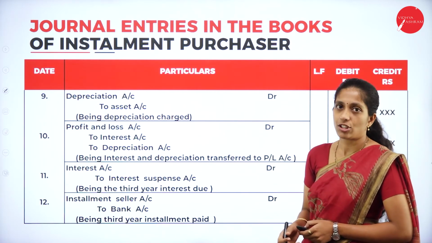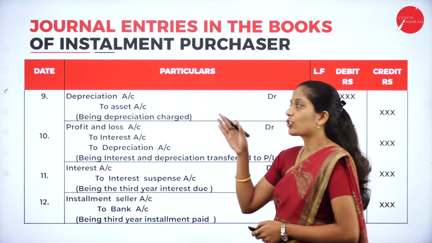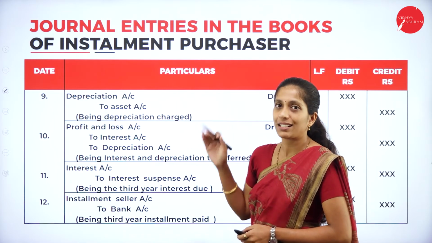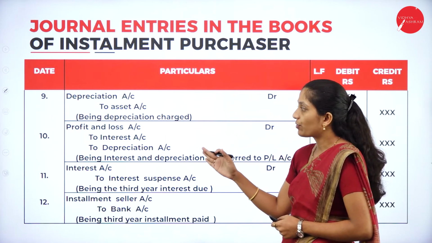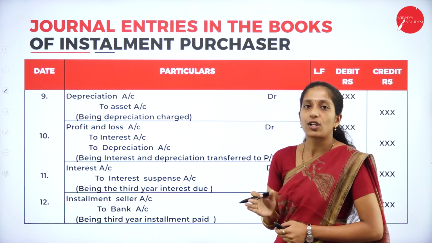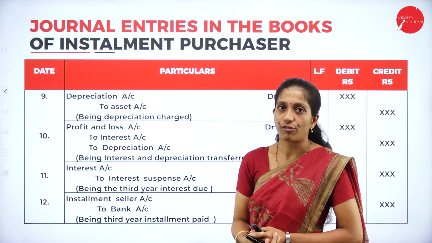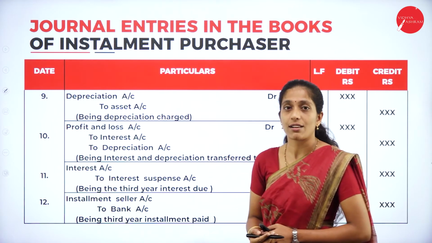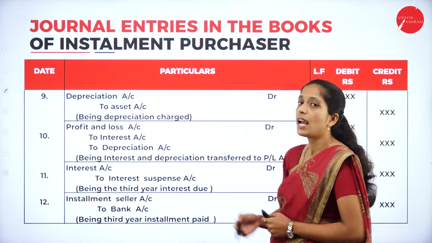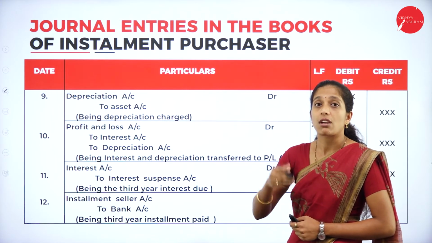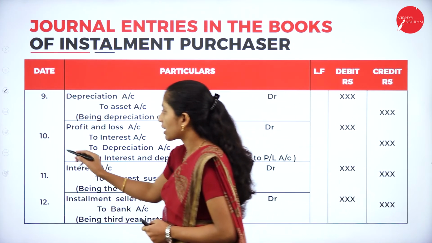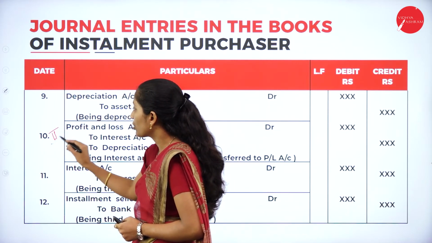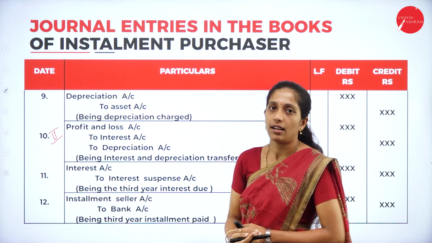Next is for charging depreciation. Depreciation account debit to asset account, being depreciation charged. Next, the fourth entry is for what? Transfer of interest and depreciation to profit and loss account. Your entry remains the same: profit and loss account debit to interest account, to depreciation account, being interest and depreciation transferred to profit and loss account. Till here, we have recorded the second year entries.